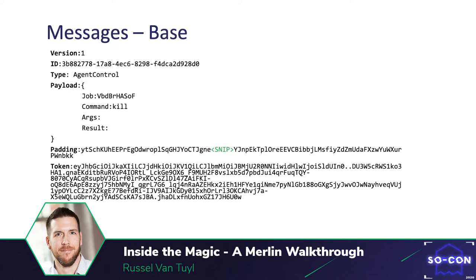And the last field is the token field, and this is where the server passes a JWT to the agent, which we'll talk about more later.